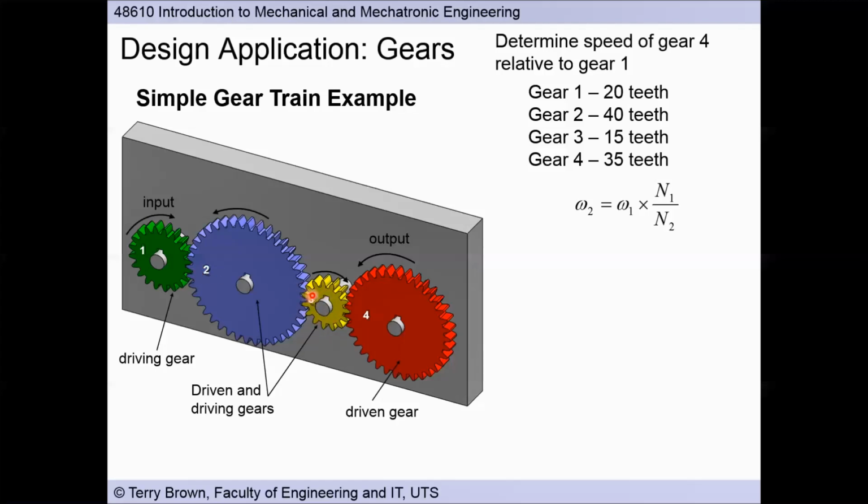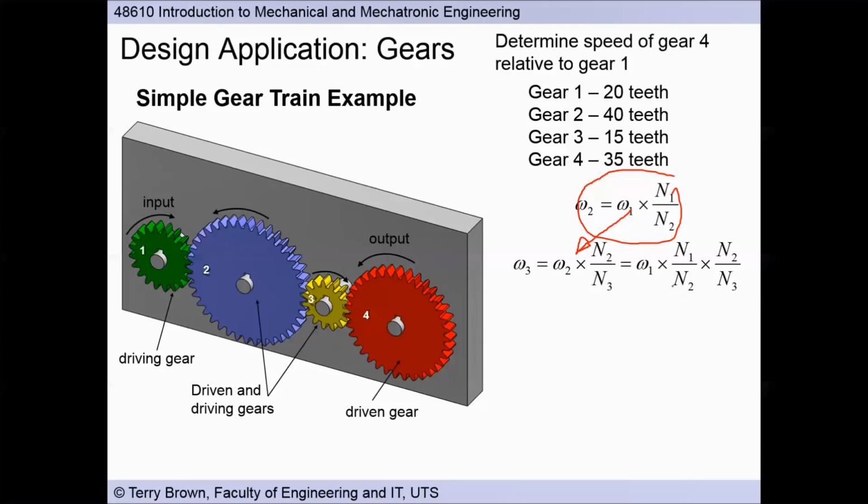Okay, gear 3 is driven on this side and then is driving gear 4, and then gear 4 is a driven gear. Okay, but let's have a look at the equation for going from gear 2 to gear 3. Alright, so the output speed of gear 3 is equal to the input speed of gear 2 times the ratio of the numbers of teeth, so N2 over N3.